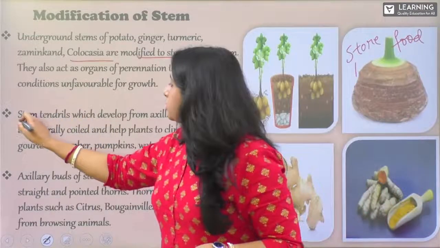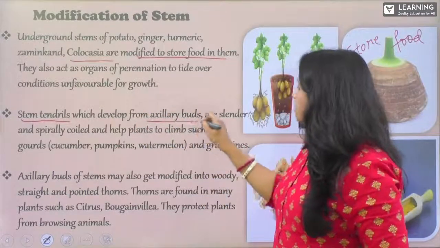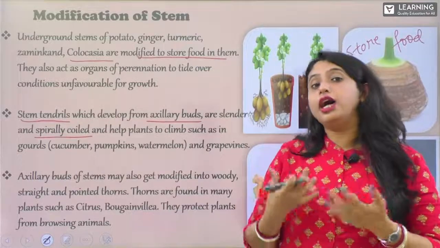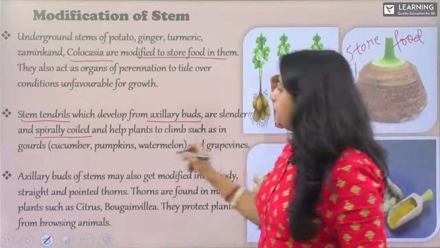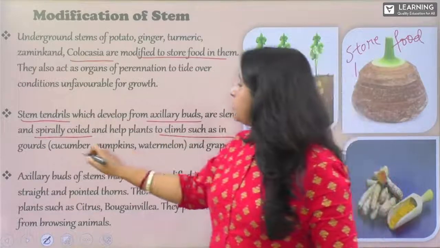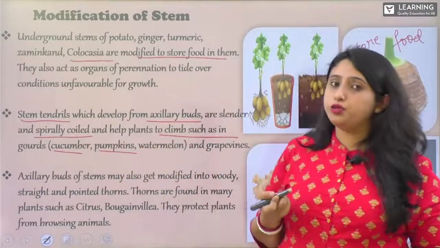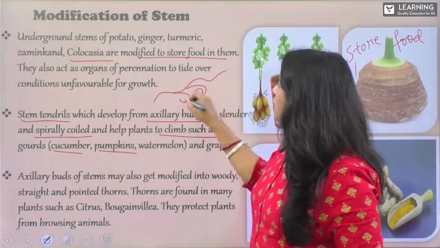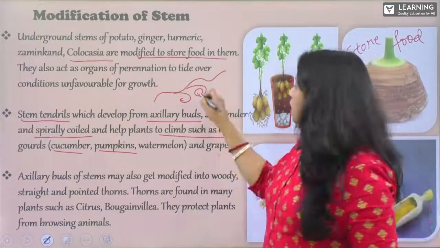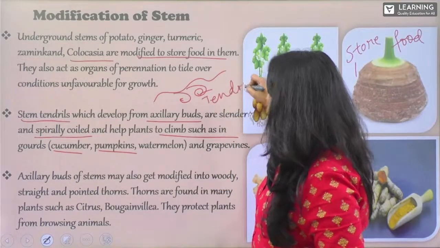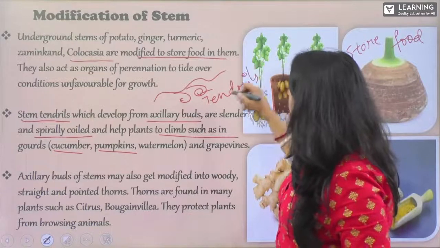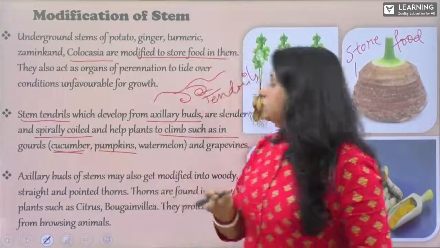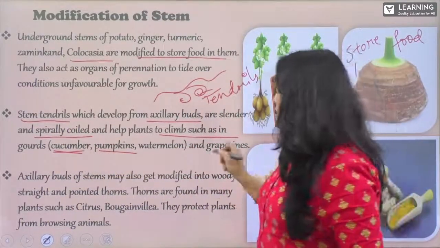So some of the stem tendrils which develop from the axillary buds are slender and spirally coiled, okay, and they will help the plant to climb. They are also known as climbers. So in the case of cucumber, pumpkins, and peas, you will see that in them the stems are modified like this, okay. So they are known as your tendrils. They provide support to the stem. So you will see this in pumpkin, watermelon, peas, okay, and grapevines.